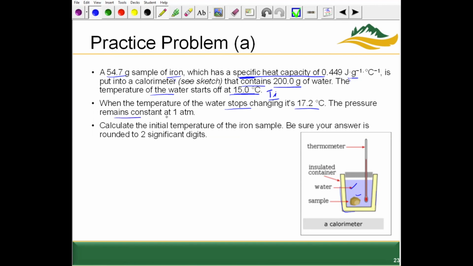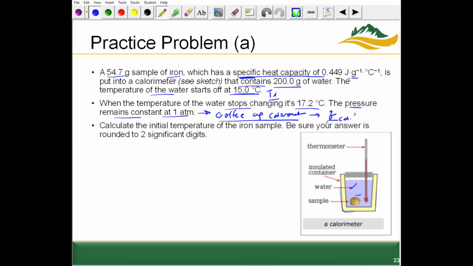The pressure remains constant. When we read that it's a constant pressure, that actually tells us that we're working with a coffee cup calorimeter problem. Within a coffee cup calorimeter problem, we may or may not worry about the heat of the calorimeter itself.